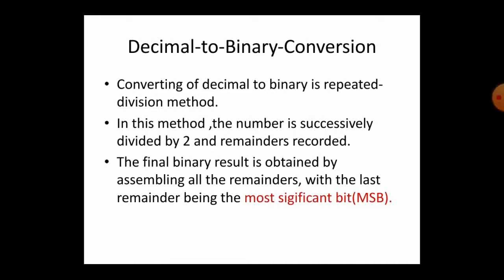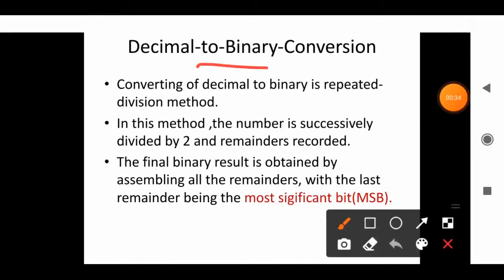Okay, the first conversion is what? Decimal to binary conversion. Decimal to binary conversion means converting the decimal number to binary. What is meant by a decimal number? Yes, it is a base 10 number. It is the base value, a 10 value.